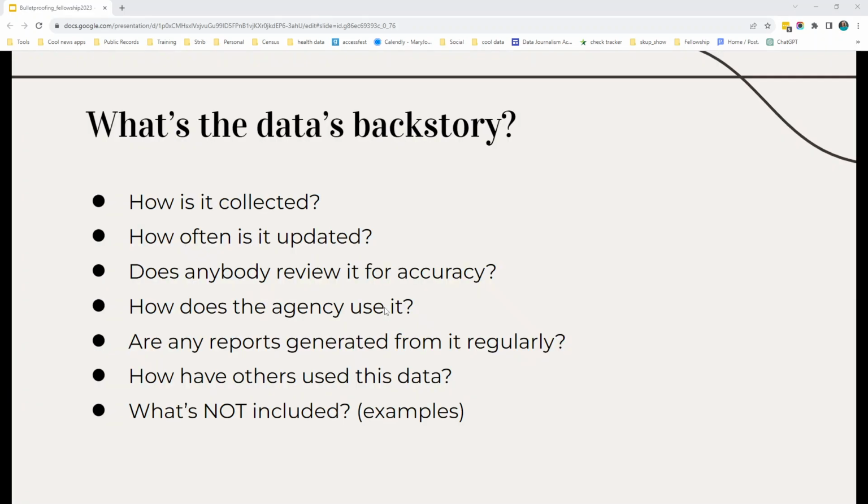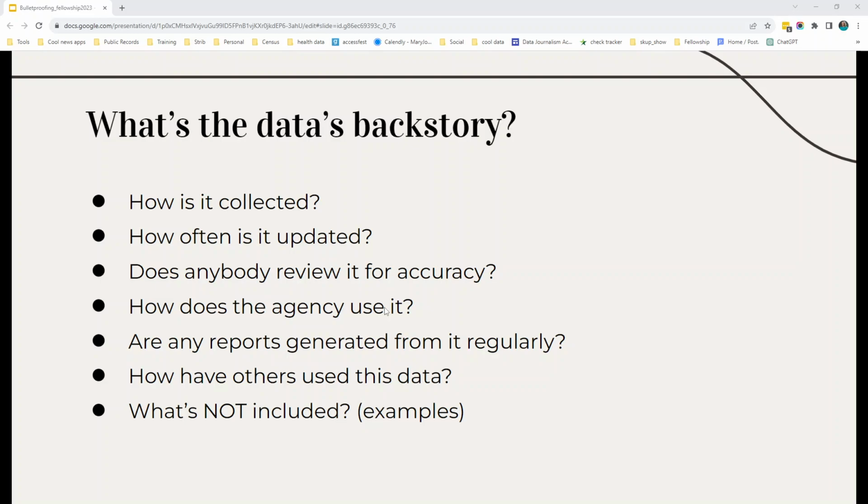So that first step really then is making sure you understand the data's backstory. How is it collected? How often is it updated? Does anybody review it for accuracy? Think about that analogy to the anonymous source whistleblower. Your first job is to figure out, who is this person? How did they get this information? Do they really have this information? All those same kinds of things apply here.